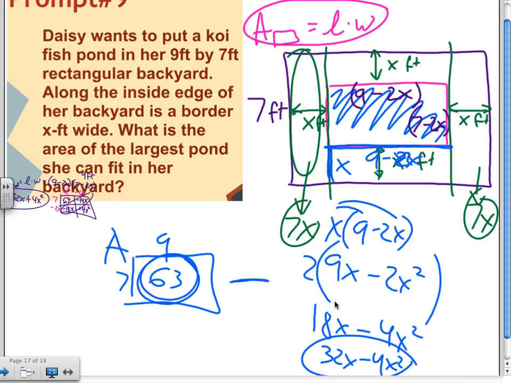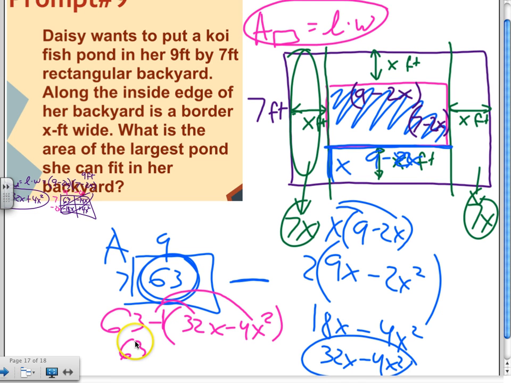So let me write it for you and show you here. So we got 63, take away the area of the border, and because of this negative, what do you do with this negative outside? Change it to positive. Oh, you know, distribute, don't forget there's a 1 in here. So 63 minus 32x plus 4x squared, right? So we write it, it looks like this.